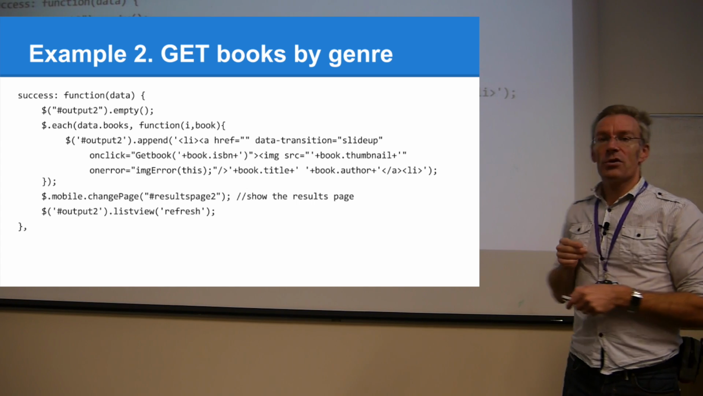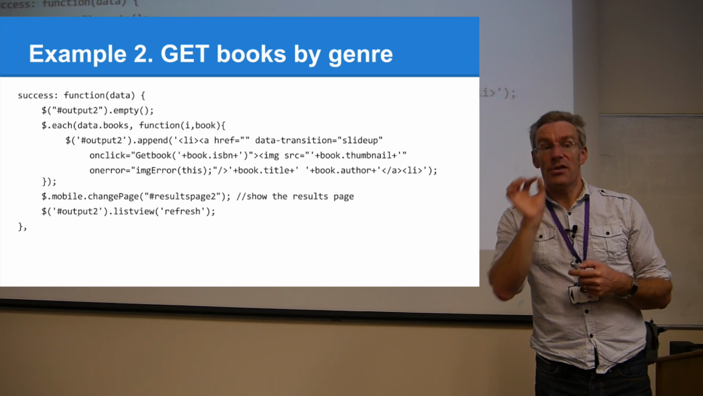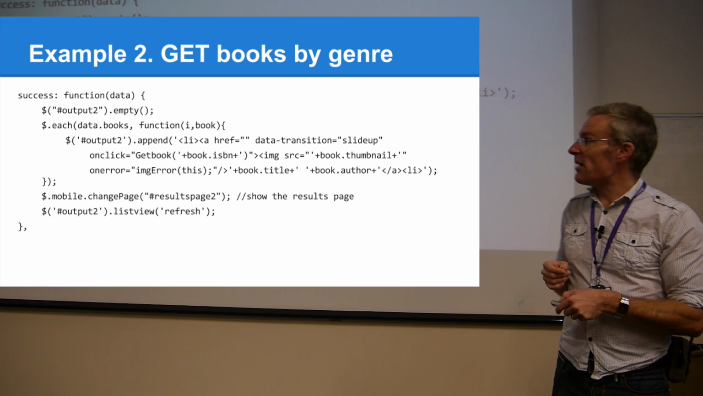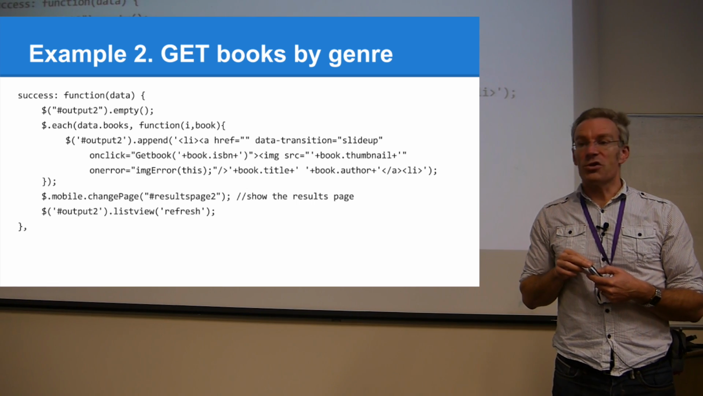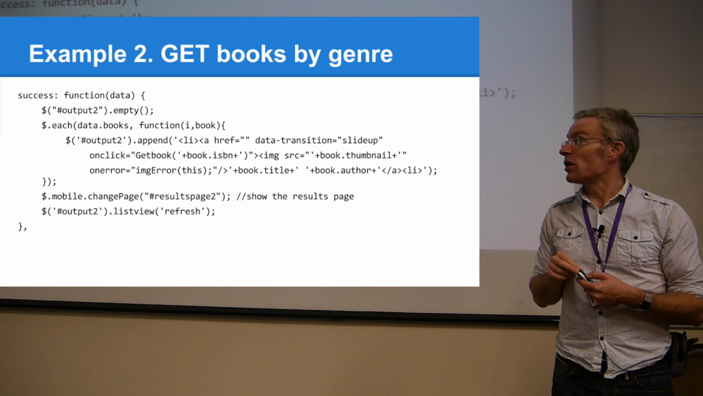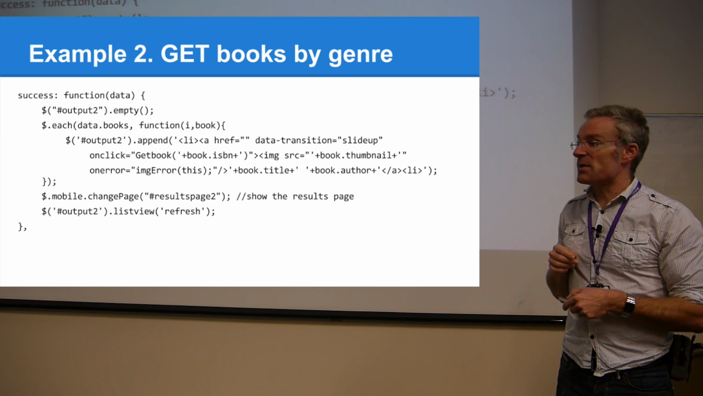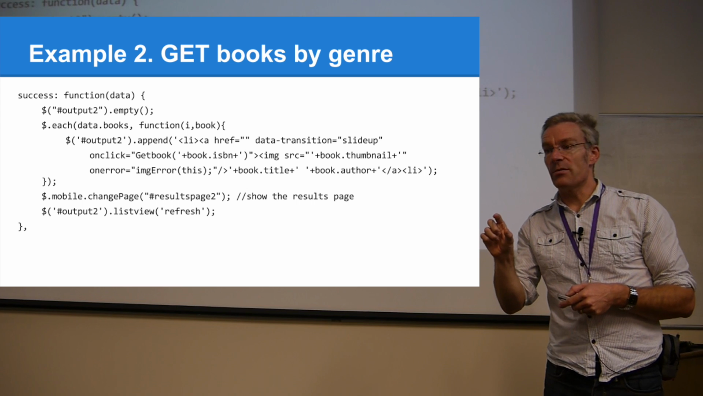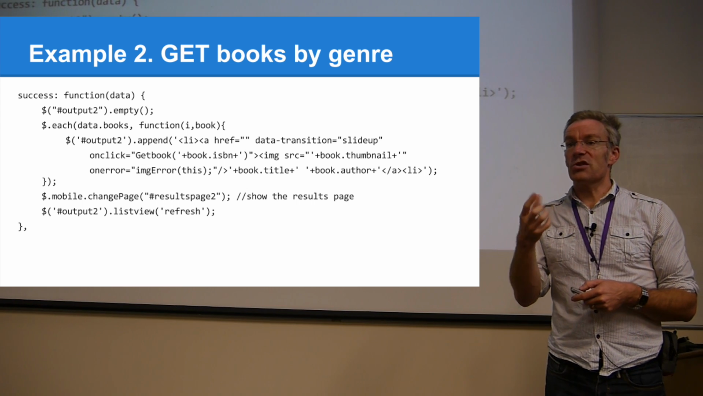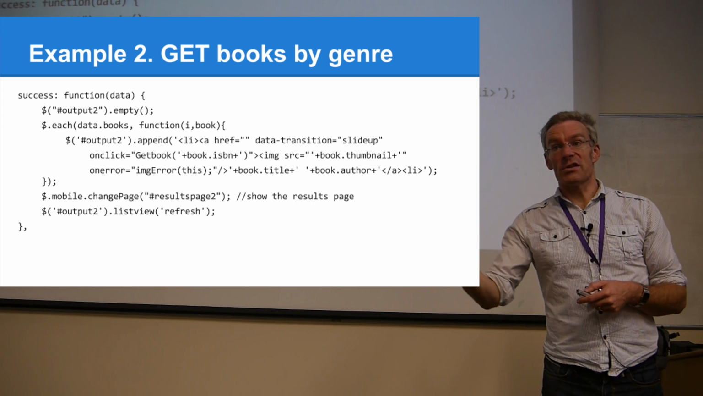On click get book, you've come across before. The thing you haven't come across before is this on error, which basically means if it goes pear-shaped, what do I do if something happens that goes wrong? And this is why we need this, because remember I said some books have thumbnails and some books don't have thumbnails. So we need to be able to trap that issue and resolve it.